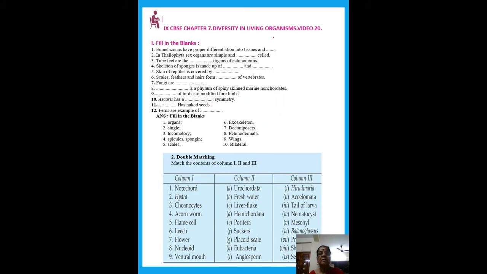Okay, the next one we are going to discuss some questions. Just look at that. First, fill in the blanks. Metazoans have proper differentiation into tissues and organs. First fill up tissues and organs. Then Thallophyta, sex organs are simple and single celled. Third one, tube feet are the locomotory organs of echinoderm.